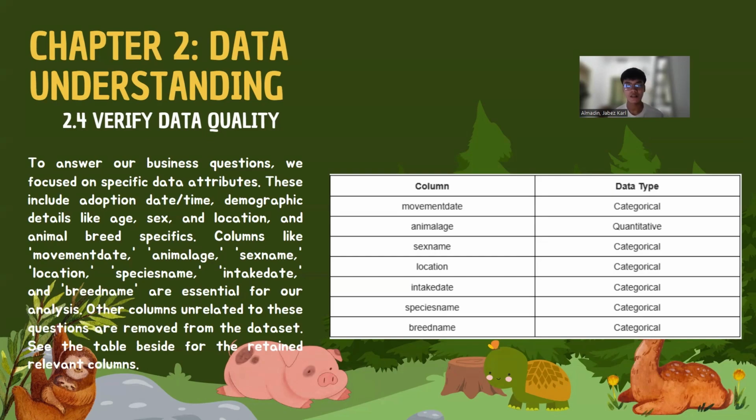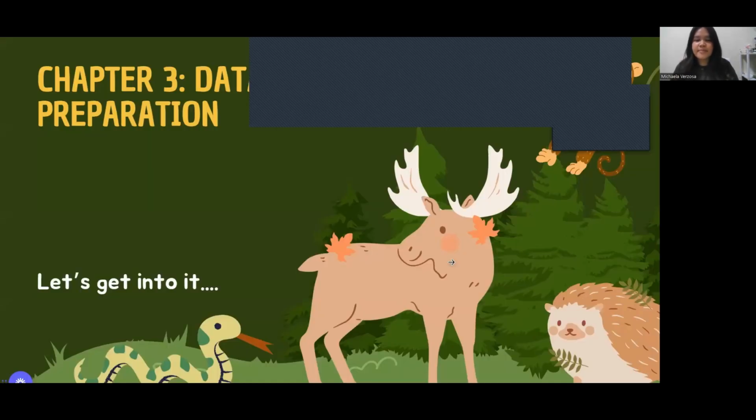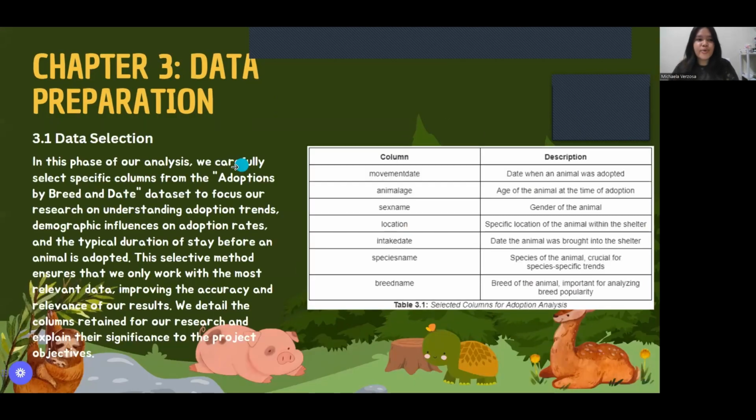So here's the table for chosen columns and its data type. Let's get into chapter 3, data preparation. So for 3.1 data selection, in this phase of our analysis, we carefully select specific columns for the adoptions by breed and data set to focus our research on understanding adoption trends, demographic influences on adoption rates, and the typical duration of stay before an animal is adopted.